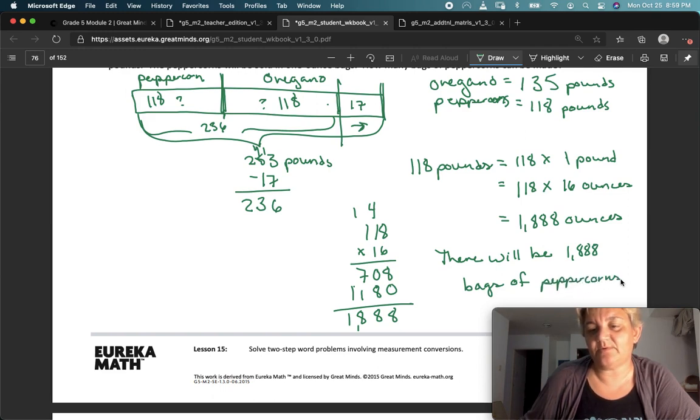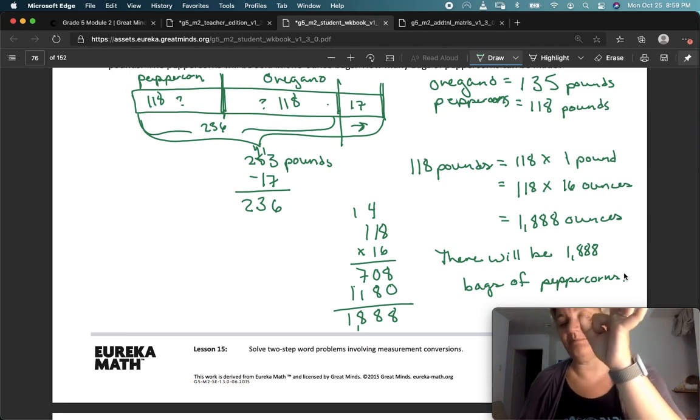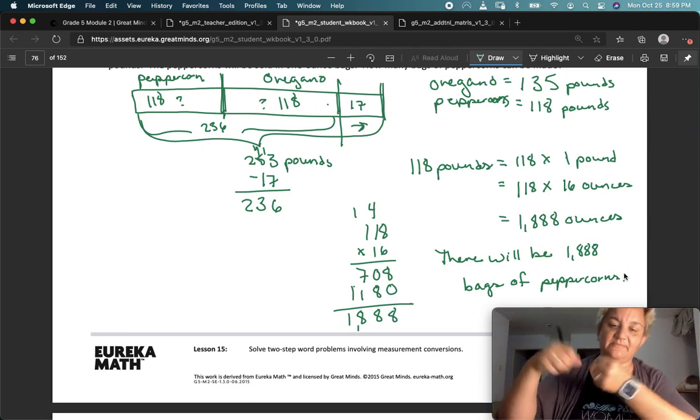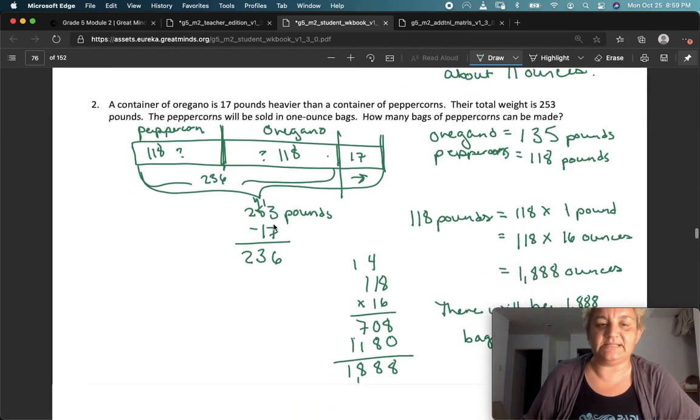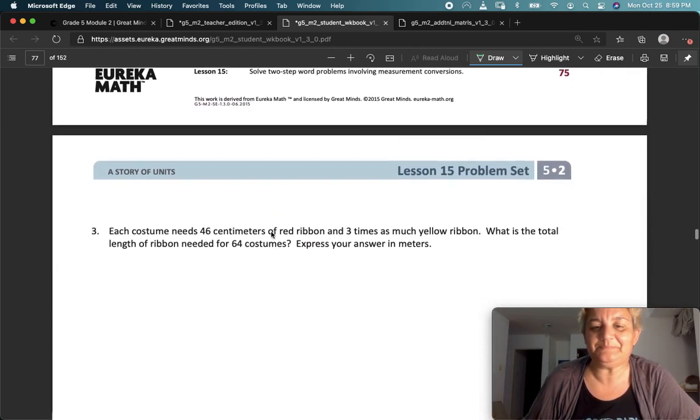Have you ever seen a peppercorn? They're really little and they're black and they're round, and if you grind them up they can make pepper or other seasonings for things. They're kind of spicy.